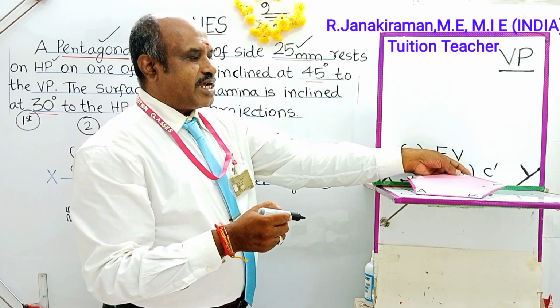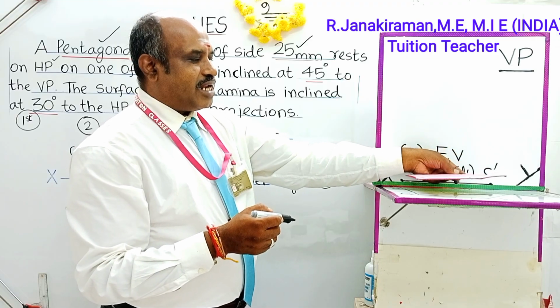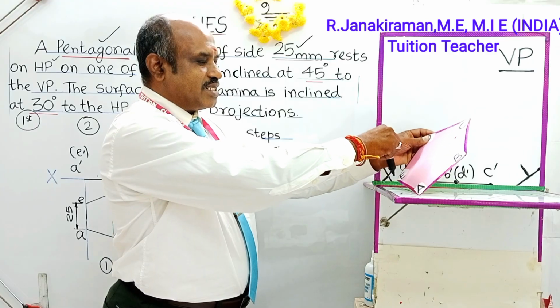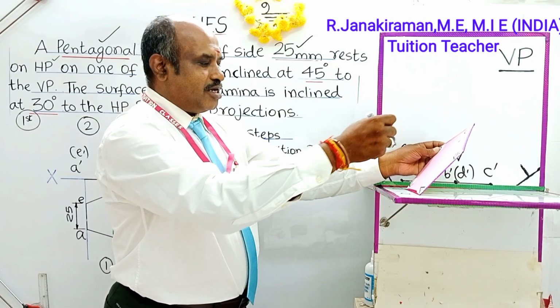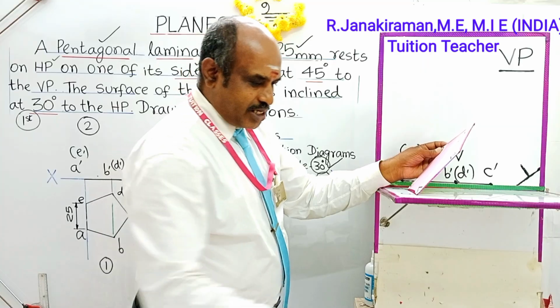So for a corner rest, I can tilt towards the right. Here it is given as a side rest. So I have to tilt the lamina towards the left, so that AE will be the resting side having contact on the horizontal plane. And this will be the second stage diagrams to be completed.